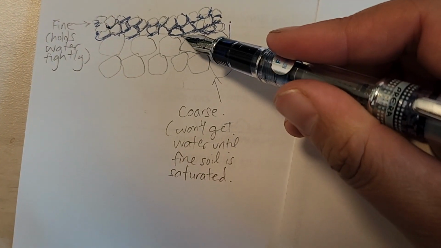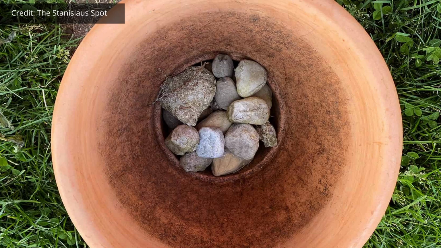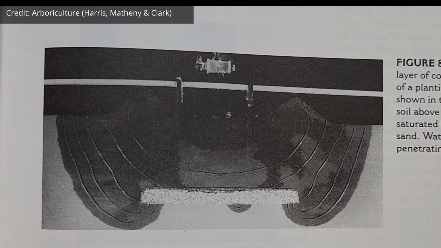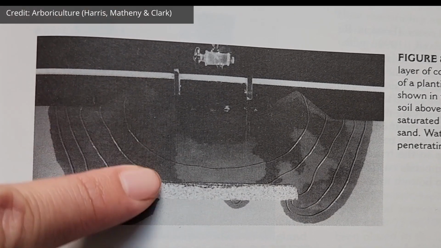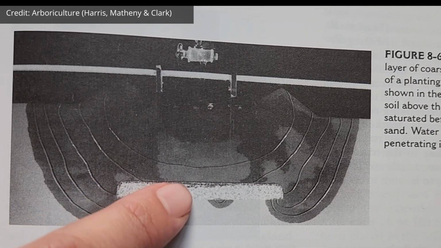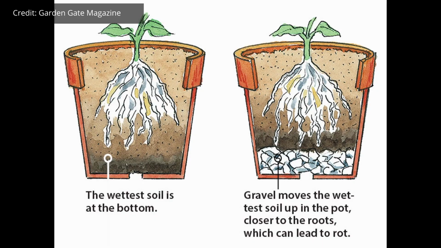This texture difference will come into play in other ways too. There's a big misconception out there that you should put gravel at the bottom of a planting pot or into a planting hole before you put in the tree. The idea is to improve drainage, but it has the opposite effect. The gravel is a coarser layer on the bottom, and the root ball is a finer layer on top. That root ball has to become saturated at the bottom before the water will move into the gravel. So the bottom of the root ball is more likely to get root rot.